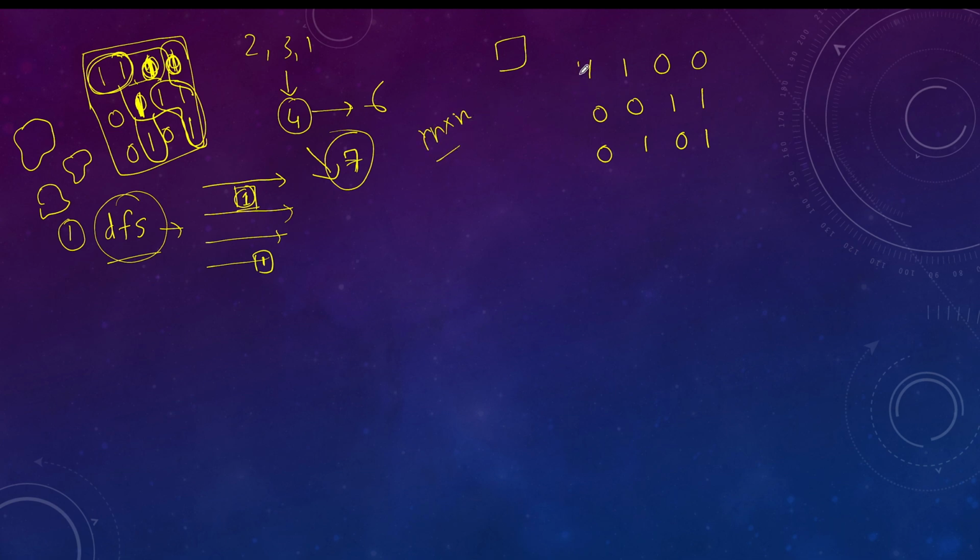So we start BFS here. We see it's 1. We can only go to 1, not 0, because 0 is water. Then we can come here, so we traverse this also. Now top, left, bottom, down, we cannot go anywhere. So in this case, we got some island.